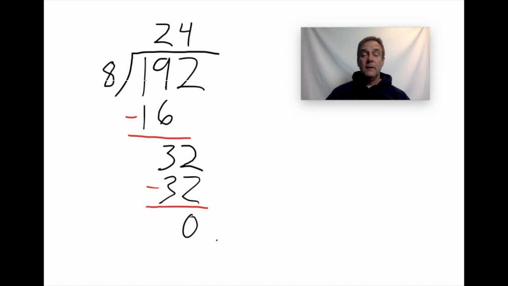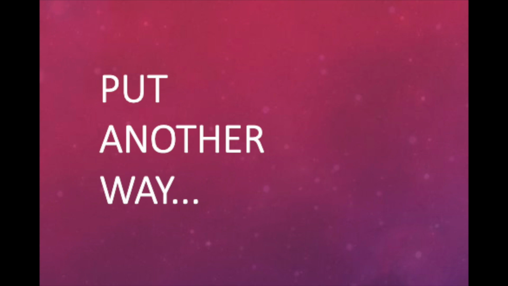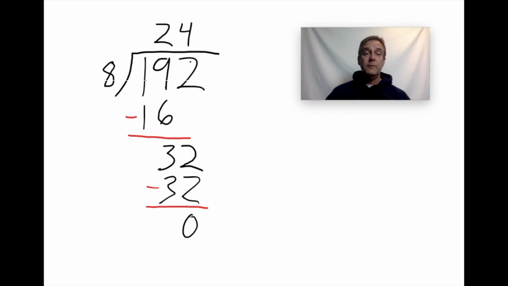The quotient, and therefore the solution to our problem, is 24. And because of the way division works, 192 divided by 8 is 24. 192 divided by 24 is 8. And 8 times 24 is 192.